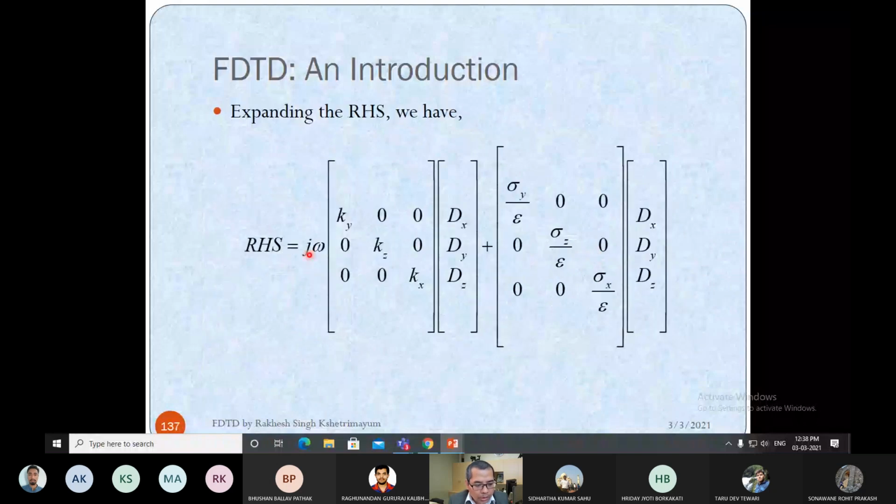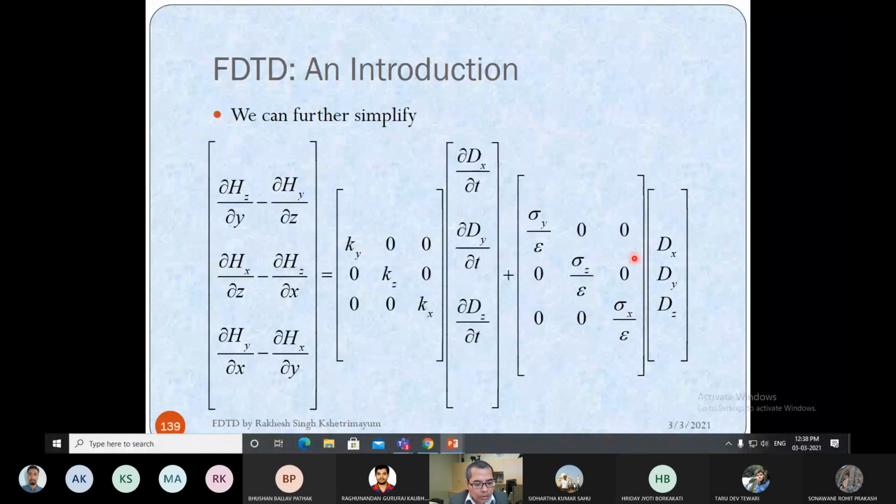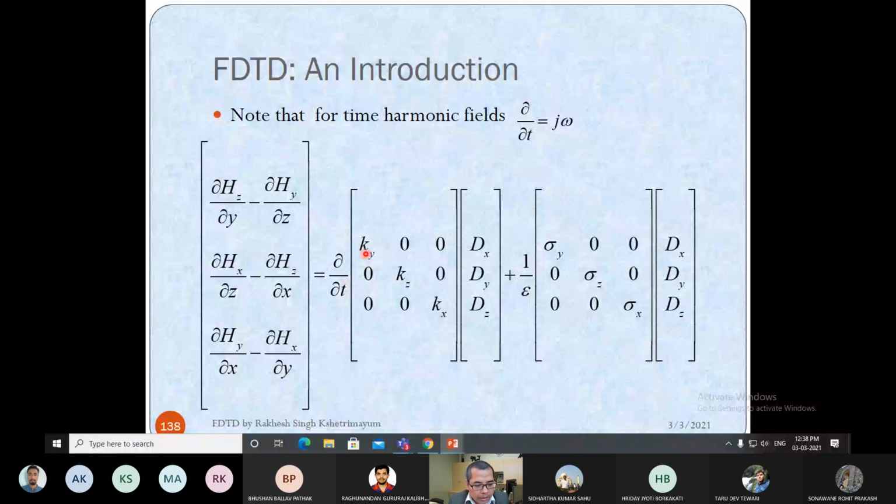And one more thing: what is j omega? J omega is del by del t. So we will replace that. An FDTD program should have a time varying variable also, so j omega takes care of that. So del by del t of the first term; the second term doesn't have any derivative. ky, kz, and kx are independent of time. Only Dx, Dy, Dz, the auxiliary fields, will be dependent on time.